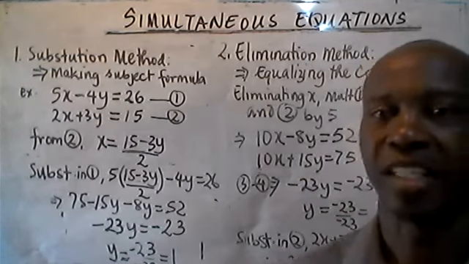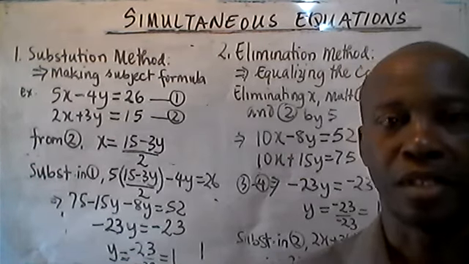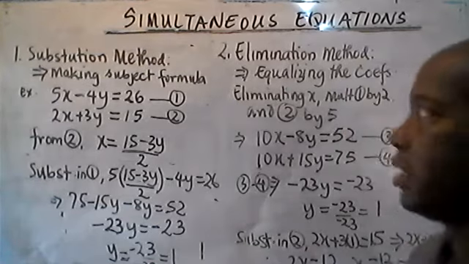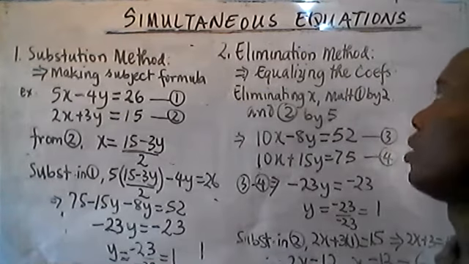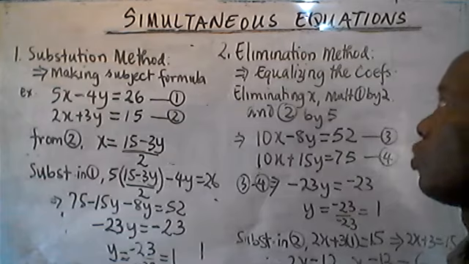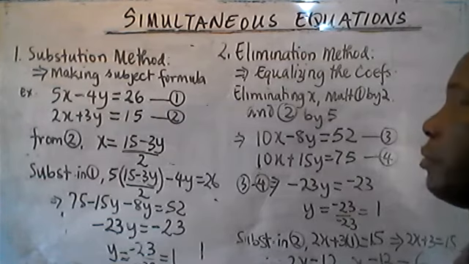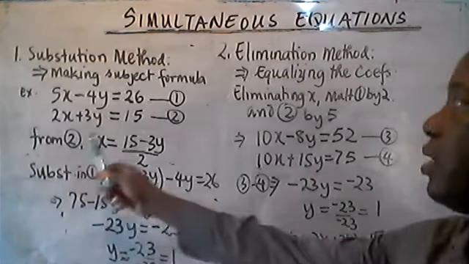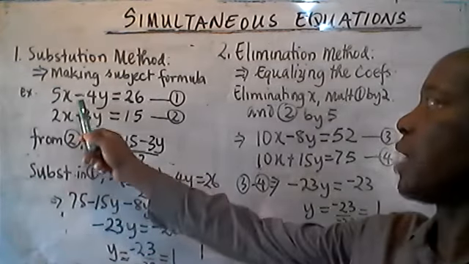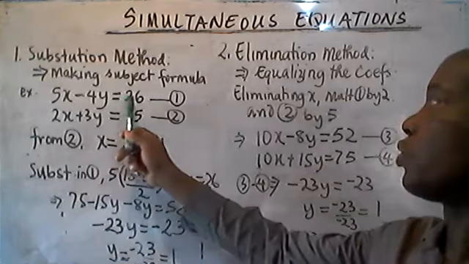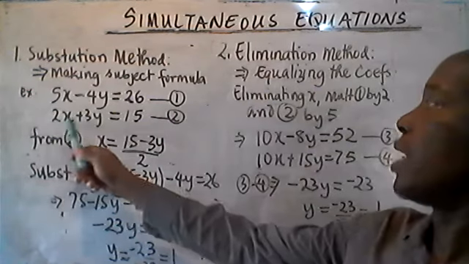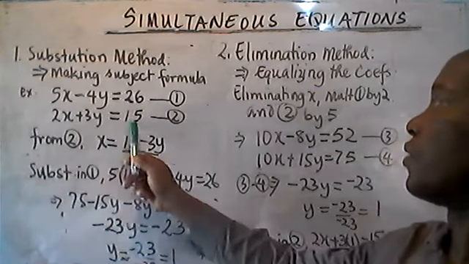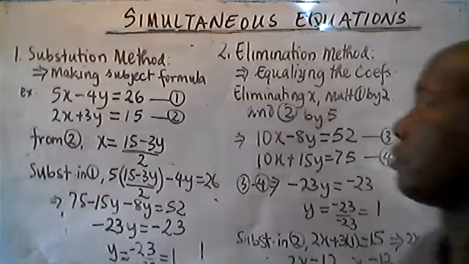Today we'll be looking at simultaneous equations. In this lesson, we are going to learn how to use substitution and elimination methods to solve simultaneous equations. Assuming we are given these two equations, 5x minus 4y equals 26, call it equation 1, and 2x plus 3y equals 15, call it equation 2.